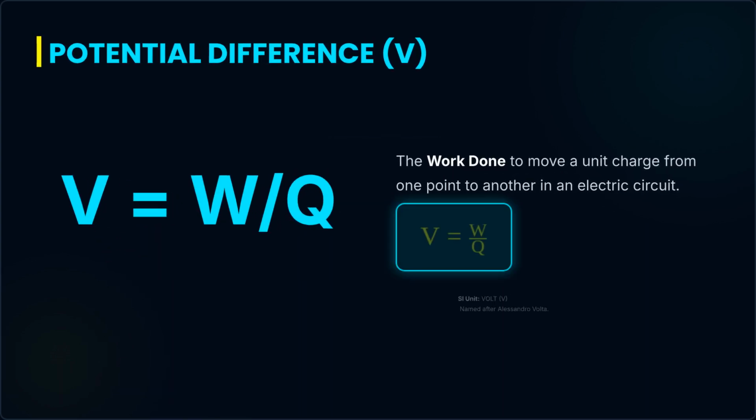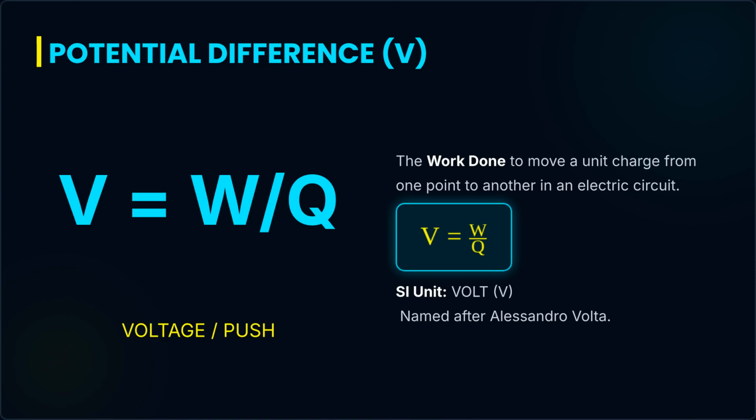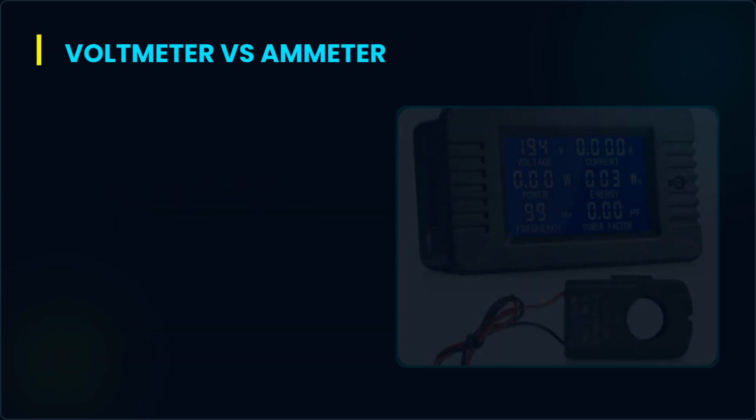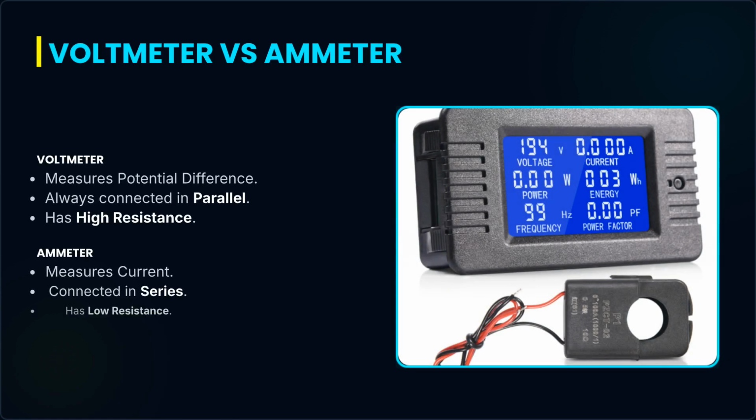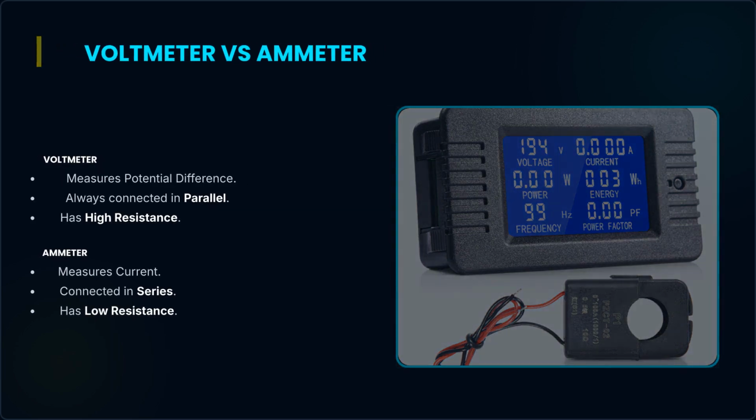Potential difference V is the work done W to move a unit charge Q from one point to another. The formula is V equals W/Q. Its SI unit is the volt, named after Alessandro Volta. A voltmeter measures potential difference and is connected in parallel with high resistance. An ammeter measures current and is connected in series with low resistance.